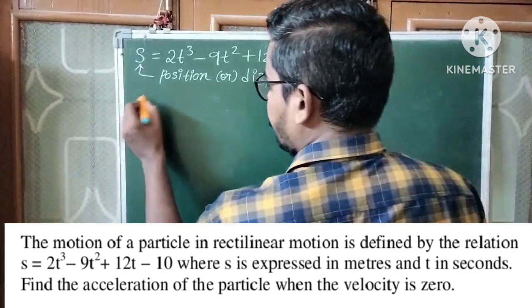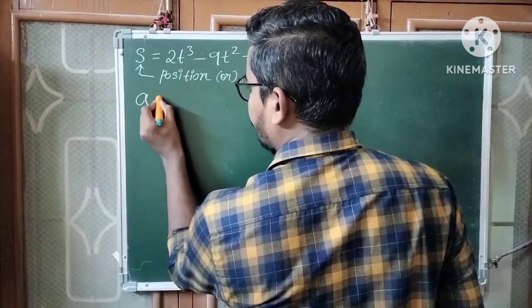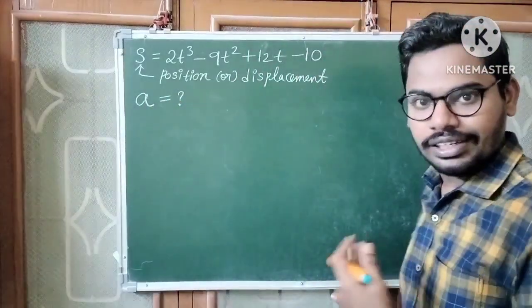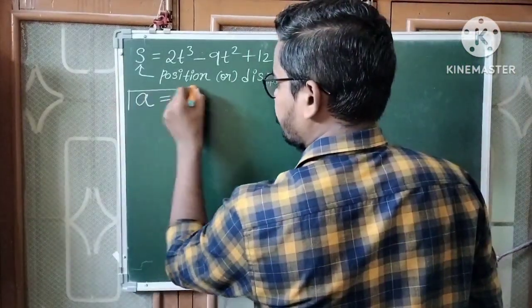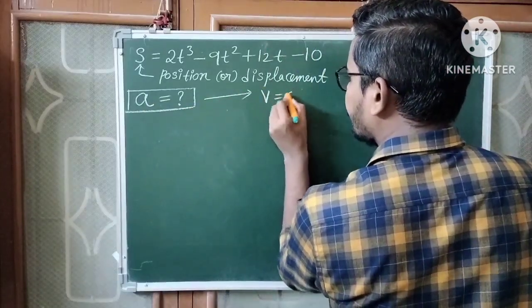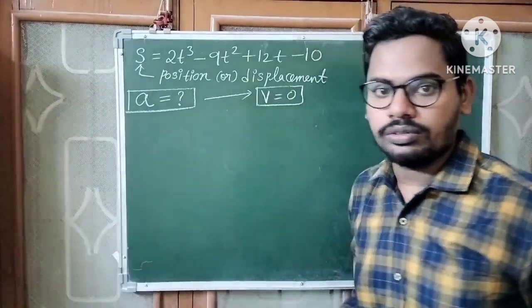Now here we have to find velocity, acceleration of the particle. We need acceleration of the particle when velocity of particle is 0. When velocity of particle is 0.